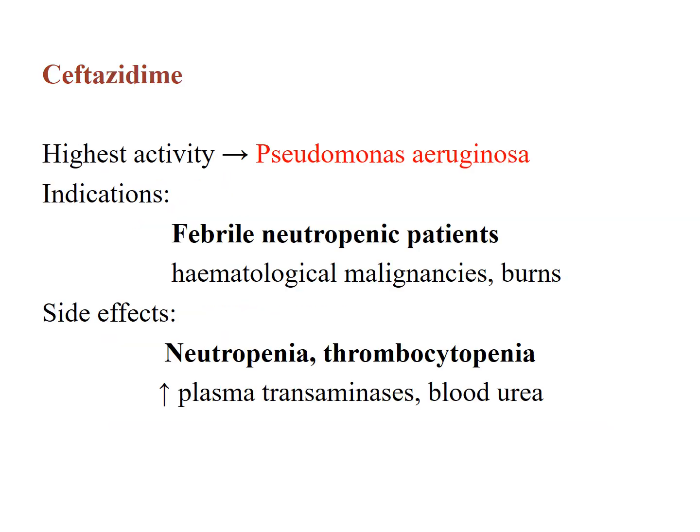And about ceftazidime, this is the third generation cephalosporin showing highest activity against Pseudomonas aeruginosa. The indications for its use include febrile neutropenia and infections in patients with hematological malignancies or burns. The specific side effects associated with its use include neutropenia, thrombocytopenia, elevation of liver enzymes like transaminase, as well as elevation of blood urea.